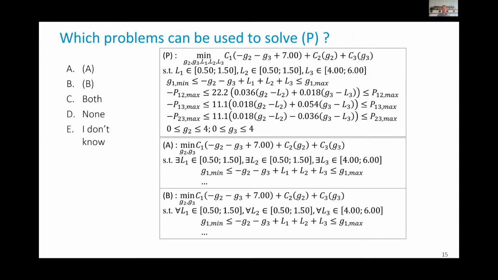Recap. Here is a problem that should look familiar. This is the kind of problems we have been having. Here, I'm trying to compute an optimal set point for the generators and for the loads. Which problems can be used to solve P? I'm proposing A and B. Which do you think is a correct answer?